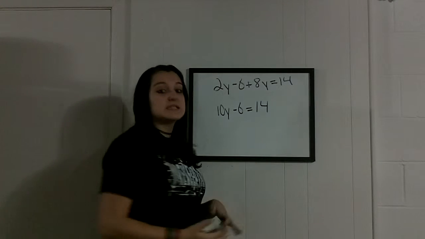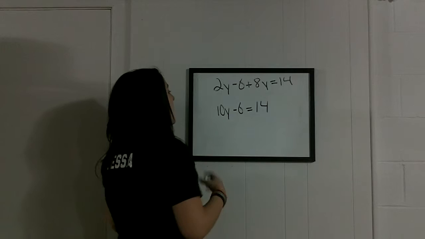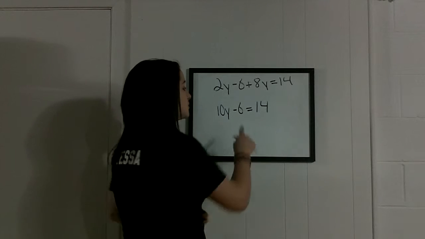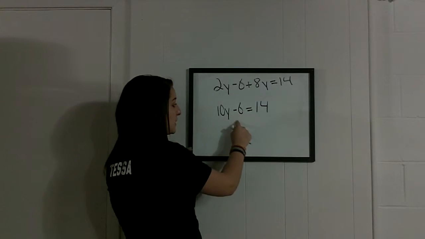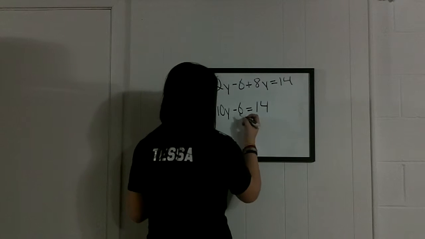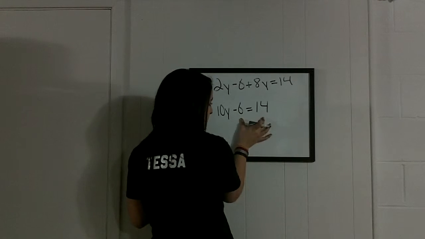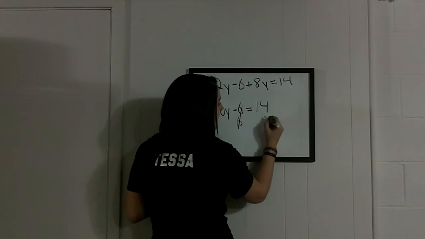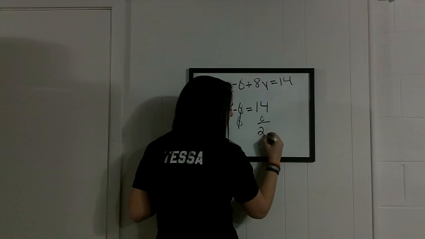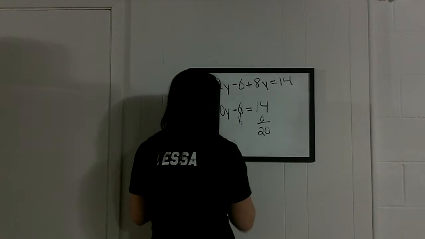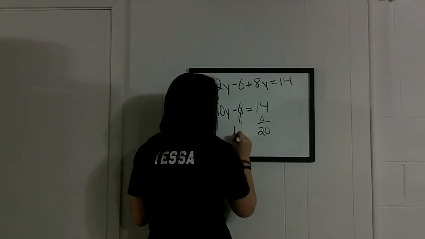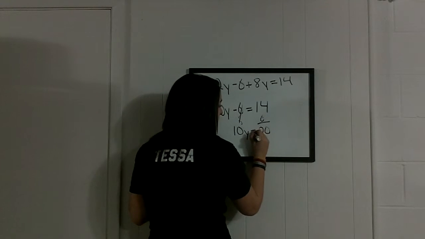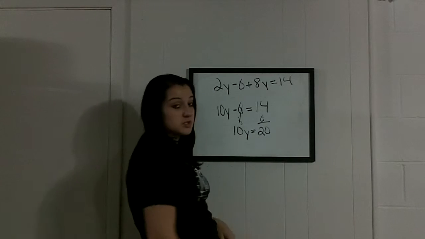So what you want to do next is use opposite operations. All an opposite operation is, is you want to take what the sign is telling you to do and do the opposite of what it's telling you to do. So you have to do it to both sides. So 6 and 6, they cancel out, and 14 plus 6 is 20. So you want to take down your 10y, so your new equation is 10 times y equals 20.